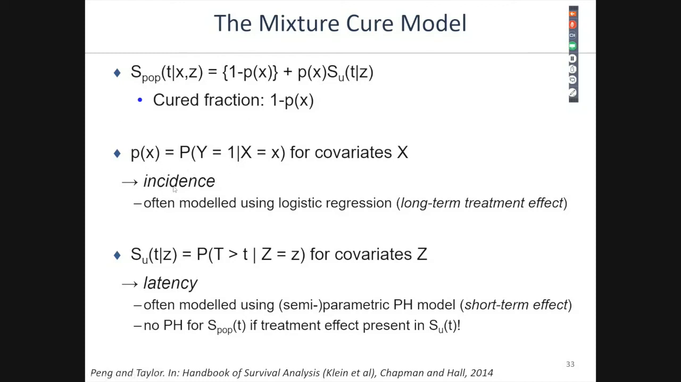So very often this probability, P(X), called the incidence of the events, is modeled using logistic regression with some covariates. Treatment might be one of these covariates, and then we estimate the long-term treatment effect. And the survival function for the subpopulation which will be susceptible to events is then again modeled as a function of some covariates where the treatment effect might be included. Often for this part, the proportional hazard model is used to estimate this short-term effect in the subpopulation of patients who will have an event.